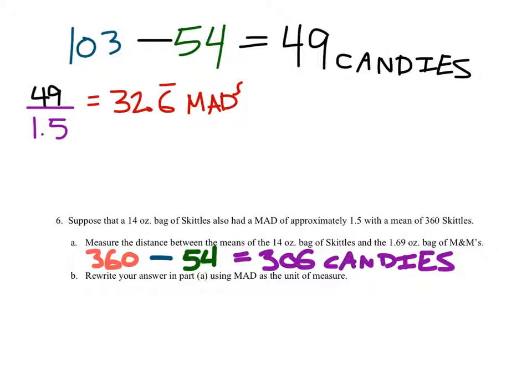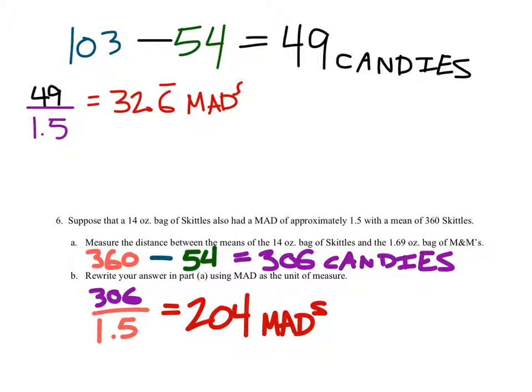Rewrite your answer in part A using MAD as the unit of measure. So it was 306 candies. And the size of the MAD was 1.5, so we'll just divide these. 204 MADs. That's a lot of MADs.